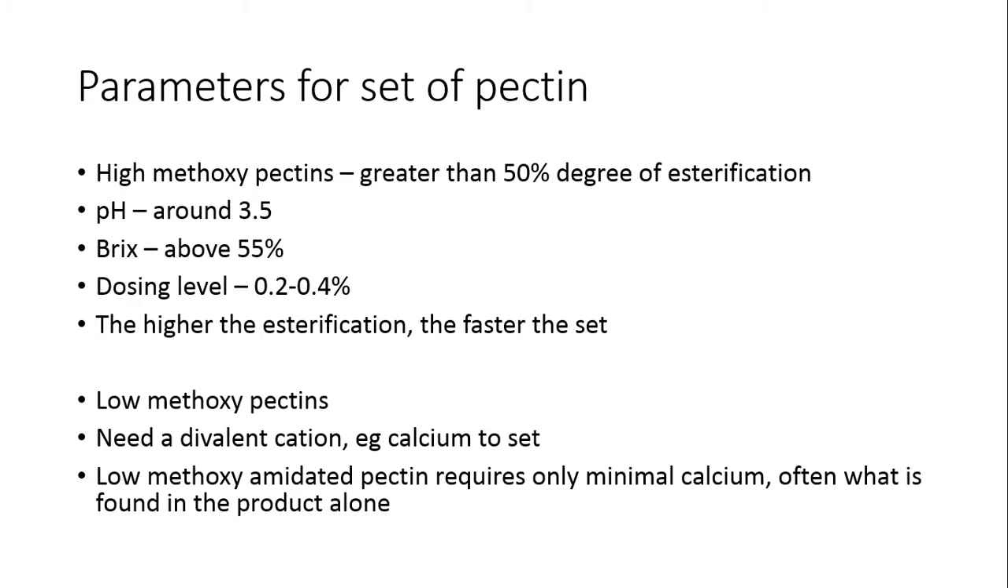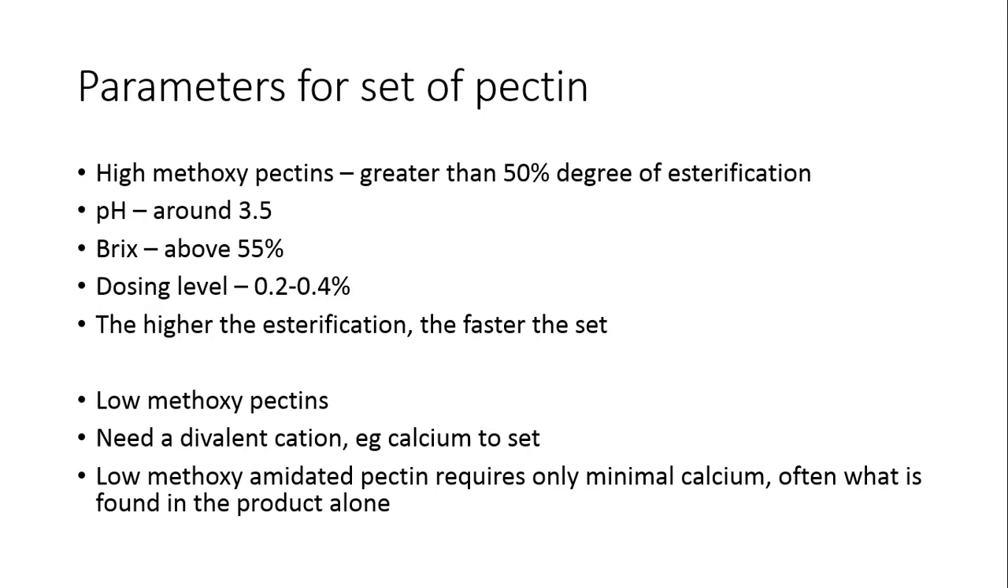Low methoxy pectin, however, think back to chemistry class where we talked about divalent cation bridging. Calcium, in particular, has 2 positive charges, and low methoxy pectin can be stabilized with the negative charges using calcium or other divalent cations. Calcium is the most common, though.